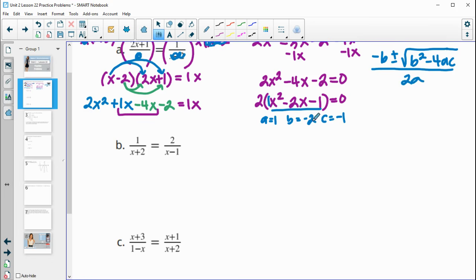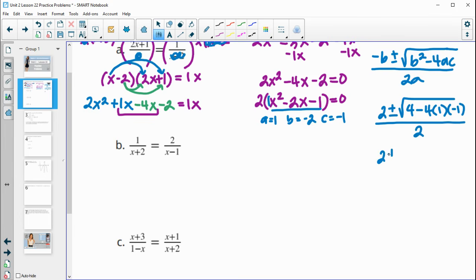So the opposite of negative 2 is 2, plus or minus, we'll do negative 2 squared here. So I'm just going to multiply that out right away. So negative 2 squared is positive 4. And then minus 4 times a times c. And then divided by 2 times 1, so just 2.